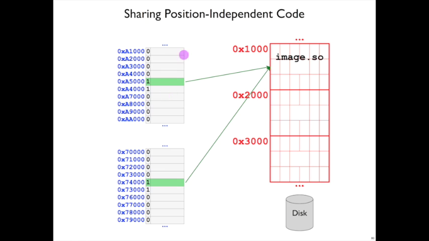Each process in the system, though, has its own page table, so that one process can say, yes, image.so's code lives at address hex A5000, while some other process can say, I want that code to be at hex 74000. And even though both of those processes are running at the same time with different addresses for the program, it can be at just one place in memory. So this is why shared libraries allow different processes to be more efficient. They can all share the same copy of some code.